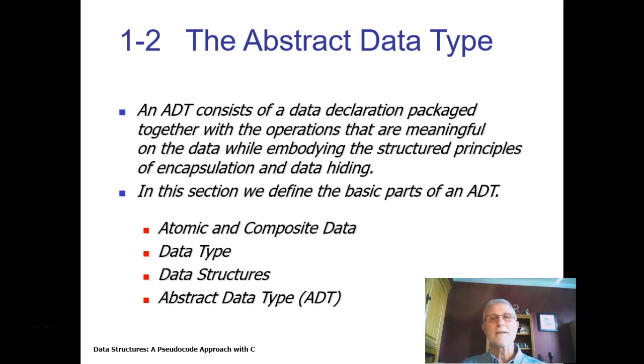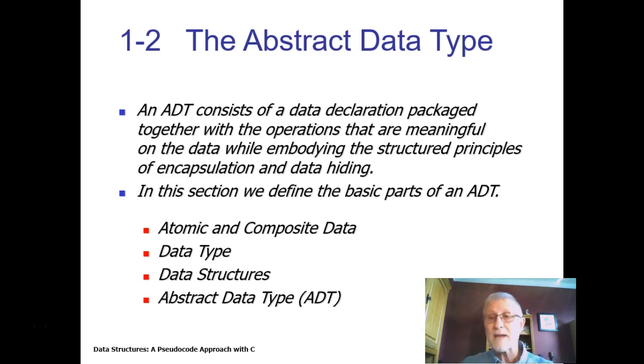Now, abstract data type. The abstract data type consists of data declaration packaged together with the operations that are meaningful to the data, but it's also embodying all the structured programming principles of encapsulation and hiding data. You've probably heard of encapsulation in a lot of different contexts, but basically I'm hiding something from the user. I may know the name and what it does, but how it does it, I don't know.